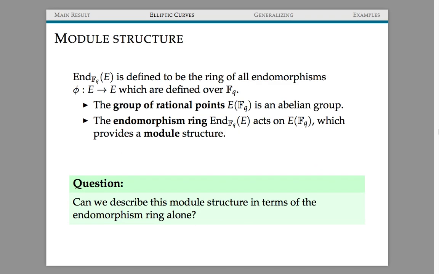So when I talk about the module structure, I'm talking about the module over End_Fq(E), which is the ring of all endomorphisms which are defined over the finite field. So I have a group of rational points, which is an abelian group, and I have an endomorphism ring, which acts on this group of rational points. So that this together, the group and the ring, gives me a module structure to work with. And I want to describe this module structure in terms of the endomorphism ring alone, just to understand what's going on here algebraically.